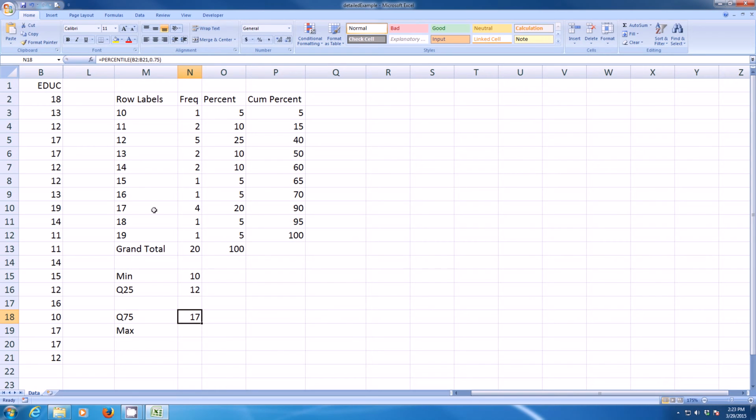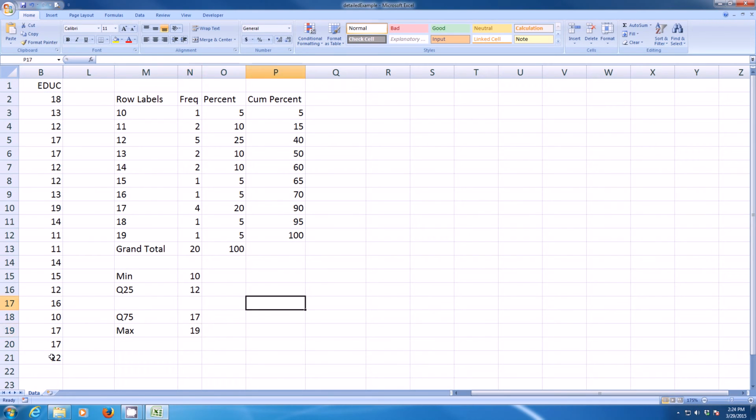We would have gotten the same number if we looked at the cumulative percent row and found the first one to include 75%, which again is 17. And then we have to get the maximum. The maximum is basically found from the table. There's at least one case with 19 years of education. But we also could have used Excel's built-in routine, max, to take the maximum of an array of numbers. And so it comes out to 19.